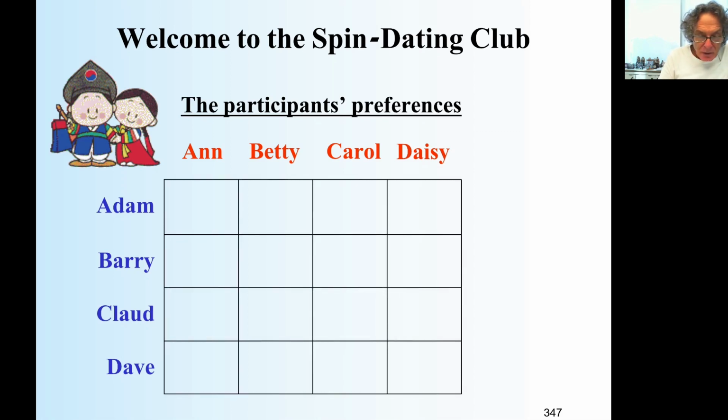So here is a table, and Adam likes Daisy the most. She is number 1 for him. He likes Carol second, he likes Anne third, and the last on his list is Betty. So 1 is the best, 2 is the second best, third best is Anne, the last one is Betty. What about Barry? Barry actually likes Betty number 1 for him, Anne number 2, Daisy number 3, and Carol number 4.